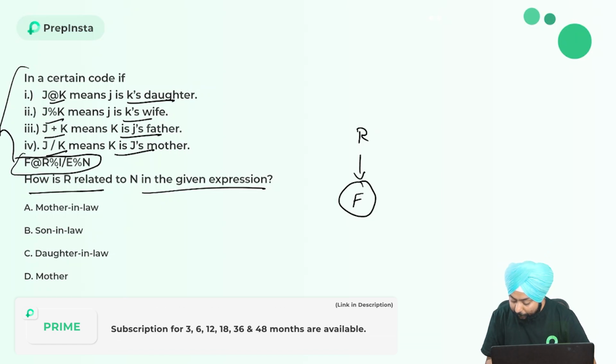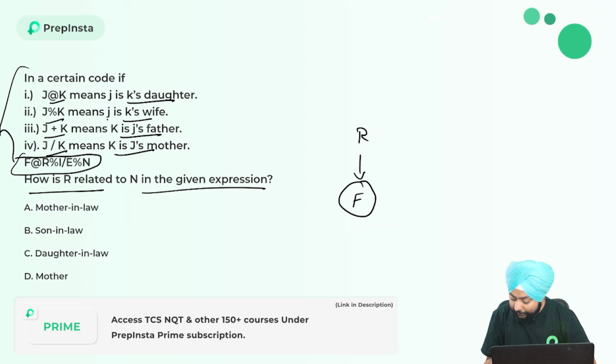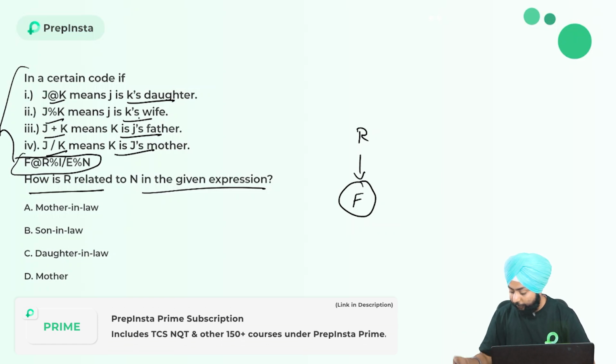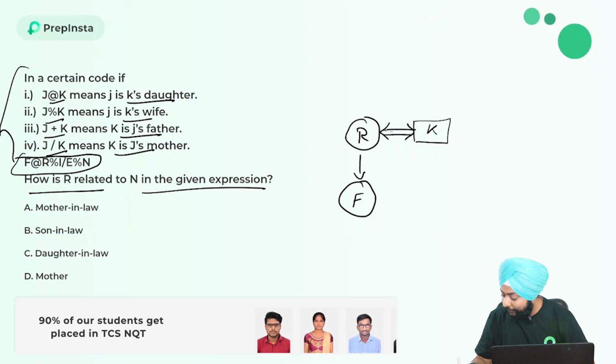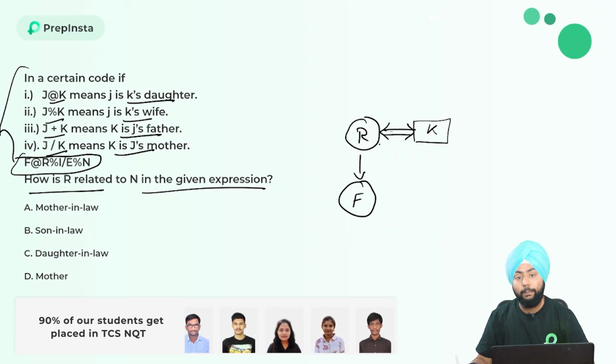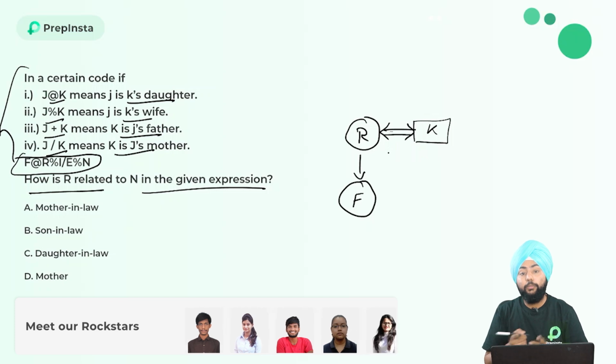Next one, R percent I. So R percent I means R is K's wife. If R is K's wife, then K should be a male, and only then can they both be a couple. This is the couple sign I'm putting over here. They both are a couple.